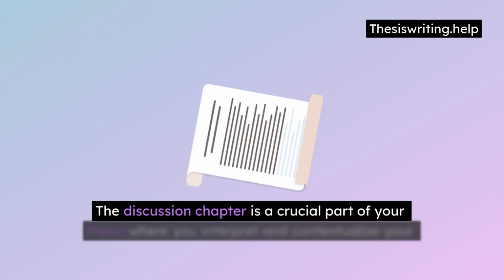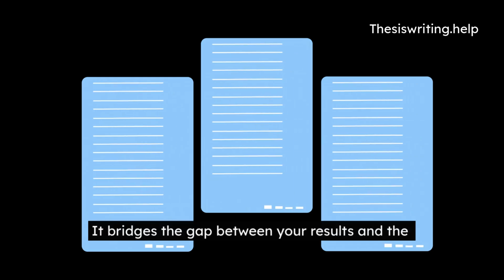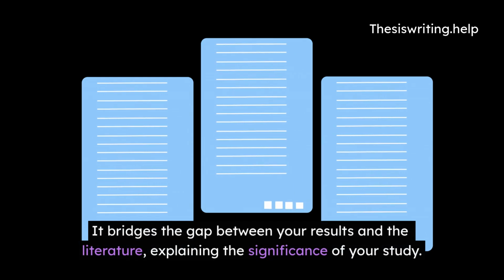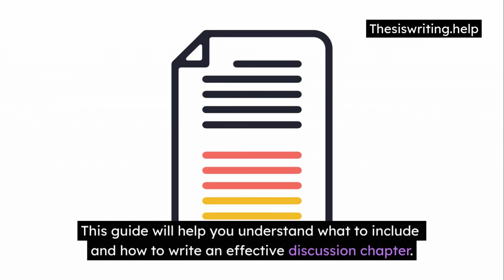The discussion chapter is a crucial part of your thesis where you interpret and contextualize your research findings. It bridges the gap between your results and the literature, explaining the significance of your study. This guide will help you understand what to include and how to write an effective discussion chapter.